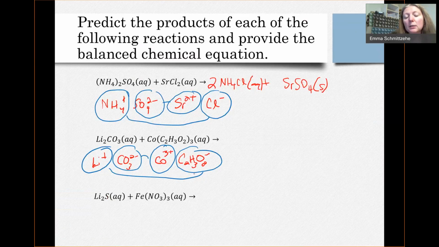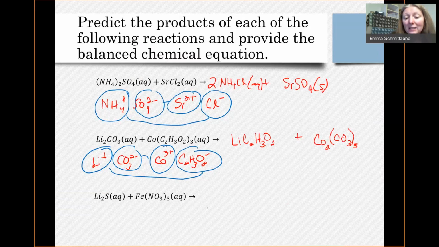So Li+ and C2H3O2-, I need 1 of each. So it's LiC2H3O2. And my other product is I need a 2-to-3 ratio, so 2 of the cobalts with 3 of the carbonates, Co2(CO3)3. Again, you have to put it in the order of cations listed first always. Okay, so those are my products.